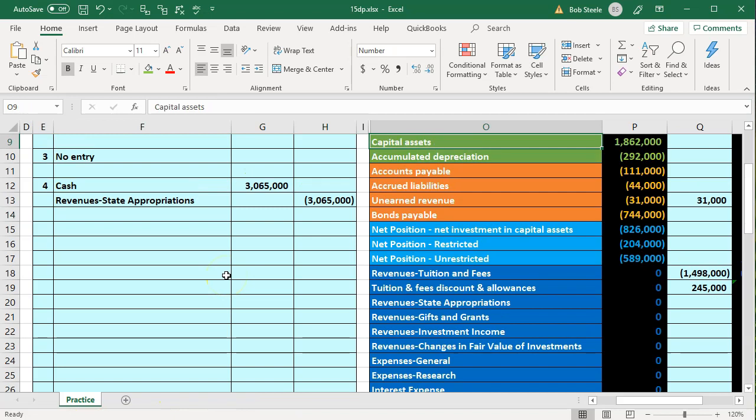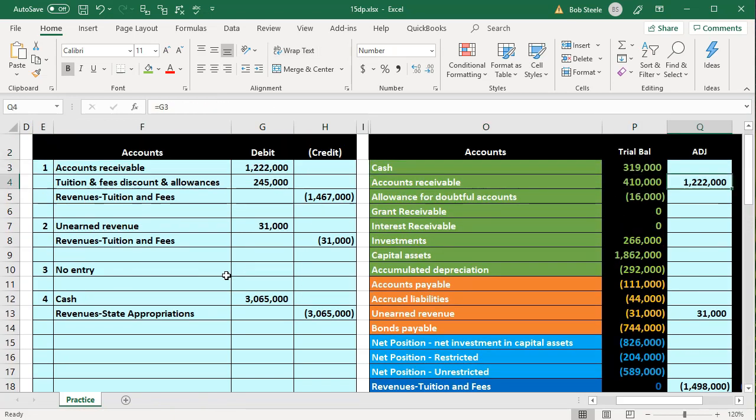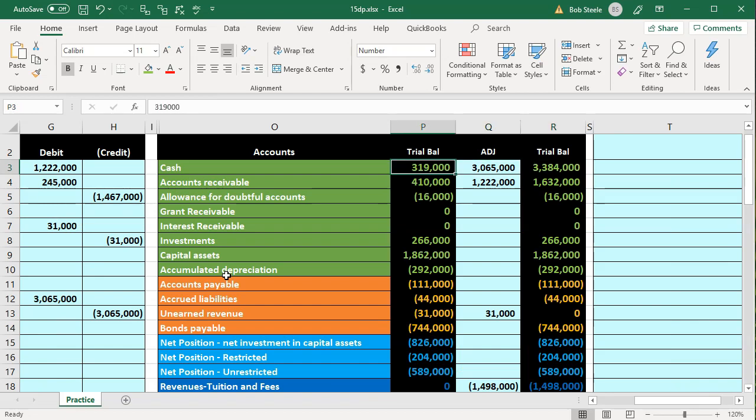So let's go up to the cash account. So we're going to be over here in cell Q3. Within Q3, we're going to say equals. Scroll over to that 3,065,000 and enter. So there we have that.